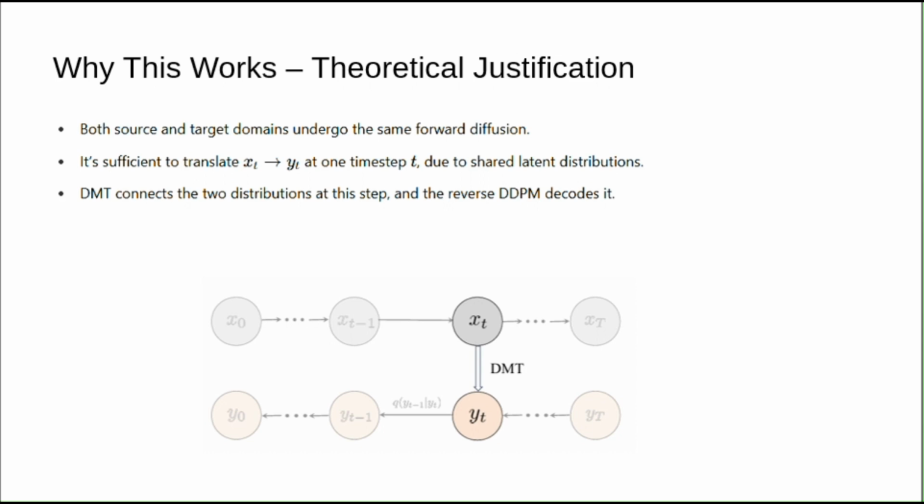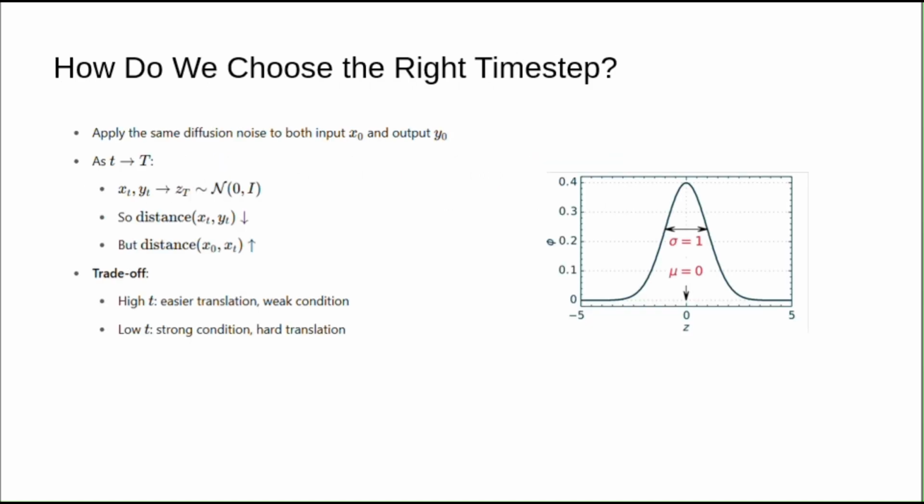However, there's a trade-off. At high t, the input is highly noisy, making translation easier but less precise. At low t, there's more structure in the input, but translation becomes more difficult. The paper analyzes this trade-off and selects an optimal timestep, which we are going to see.